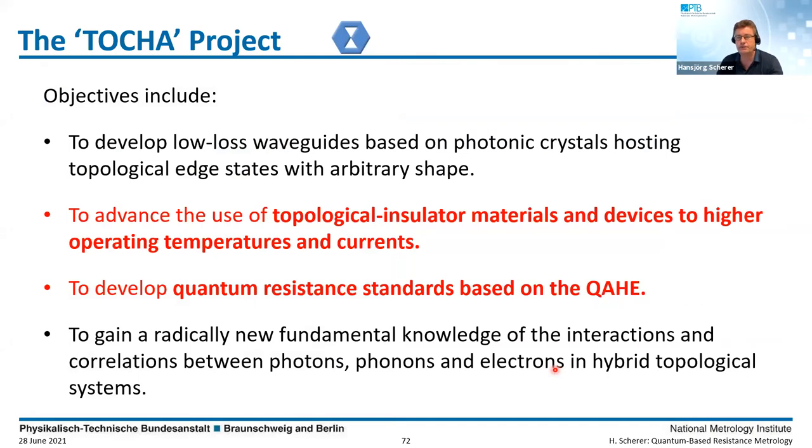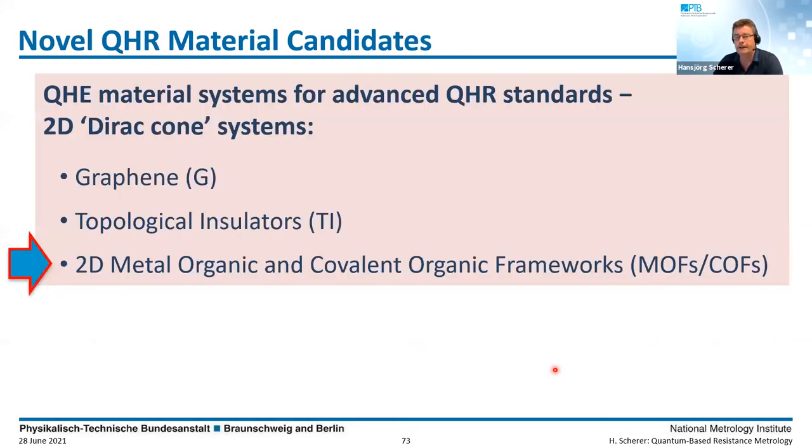The objectives of TOCHA include, of course, the points that I just explained: to use the quantum anomalous Hall effect at higher operating temperatures and currents than presently possible, for developing quantum resistance standards based on the quantum anomalous Hall effect. And that's what I wanted to say about the topological insulator so far.